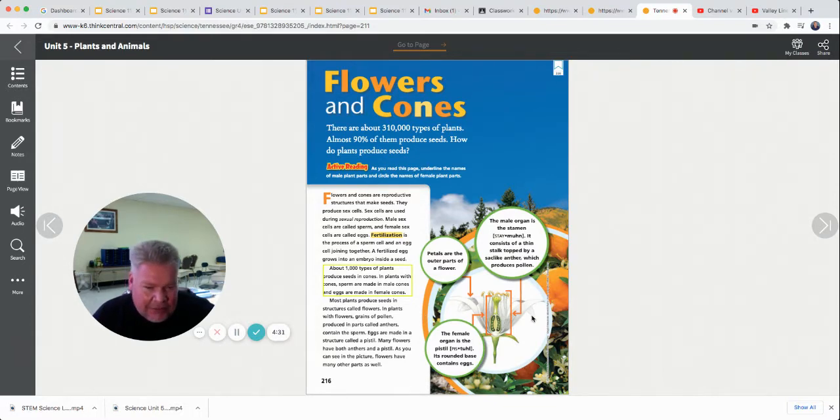So let's take a look at a flower here. The male organ is the stamen. All right, it's this part right here. It consists of a thin stalk topped by a sac-like anther, which produces pollen. So these are the little things sticking up. Have you ever seen a honeysuckle flower?